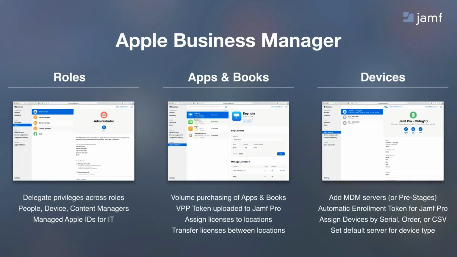First up, roles, where you delegate responsibility to different team members, such as an administrator who can do it all, or a content manager who is only able to procure apps. Next is the Apps and Books section, which is formerly known as VPP, or the Volume Purchase Program. This is where you manage app and book licenses. A token is generated here, which links your procured licenses to JAMF Pro.